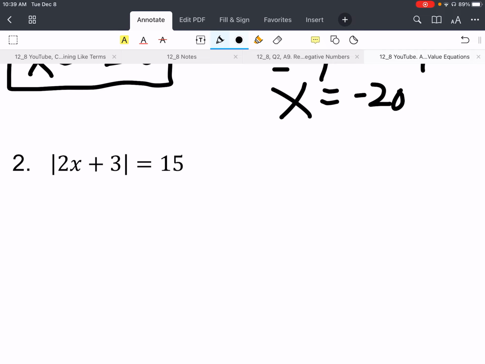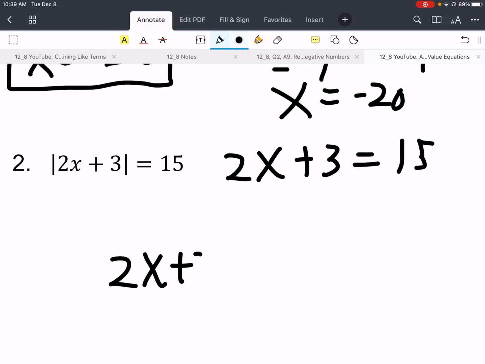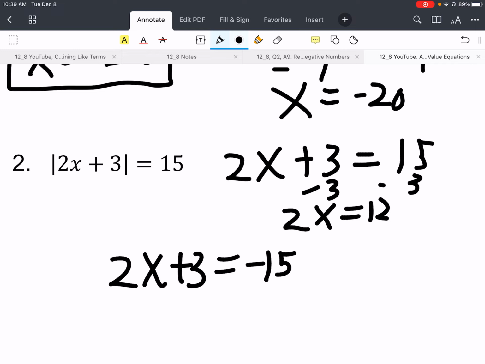All right, so question 2, they give us the absolute value, which means we don't have to do much, but we're going to write equations as 2x plus 3 equals 15, and over here, 2x plus 3 equals negative 15, because we want to find a positive version of our answer and a negative version. So simple math, minus 3, 2x equals 12, divide by 2, and x equals 6 for our first answer.